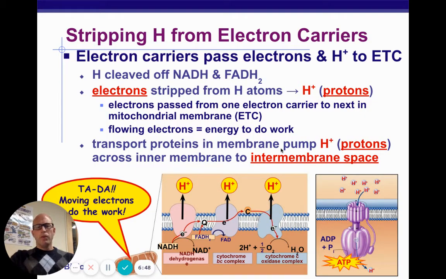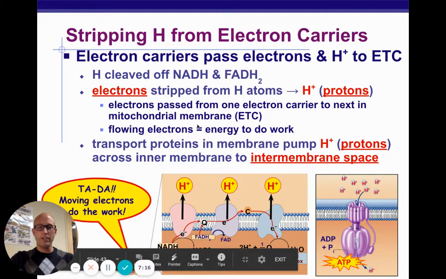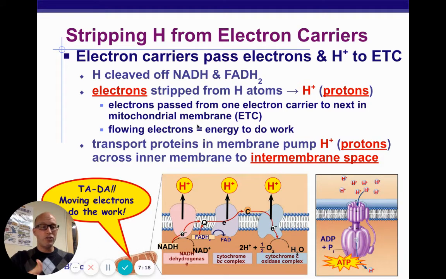So we've seen our electron carriers, right? We're cleaving or chopping the hydrogen off of the NADH and FADH2. Just kind of think about pulling those H's right off the acronyms there. The electrons are going to be stripped from the hydrogens, leaving a proton, H+. The protons are going to get pumped across against their concentration gradient into the intermembrane space, forming a big concentration of hydrogen up there. And again, it's these flowing electrons as they move through the electron transport chain that provide the energy to do that work, to do that pumping of things across.